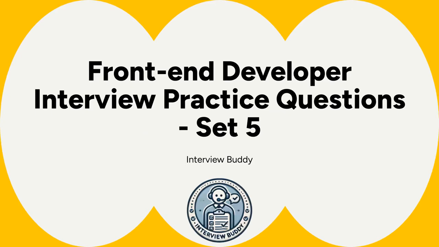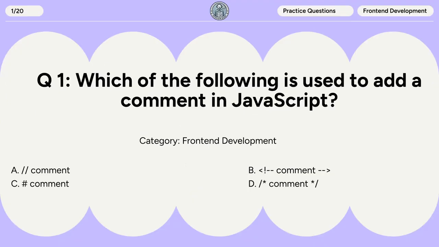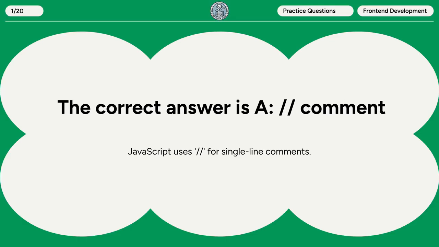Front-end developer interview practice questions, set 5. Question 1. Which of the following is used to add a comment in JavaScript? The correct answer is A. Double backslashes for comment. JavaScript uses double backslashes for single-line comments.